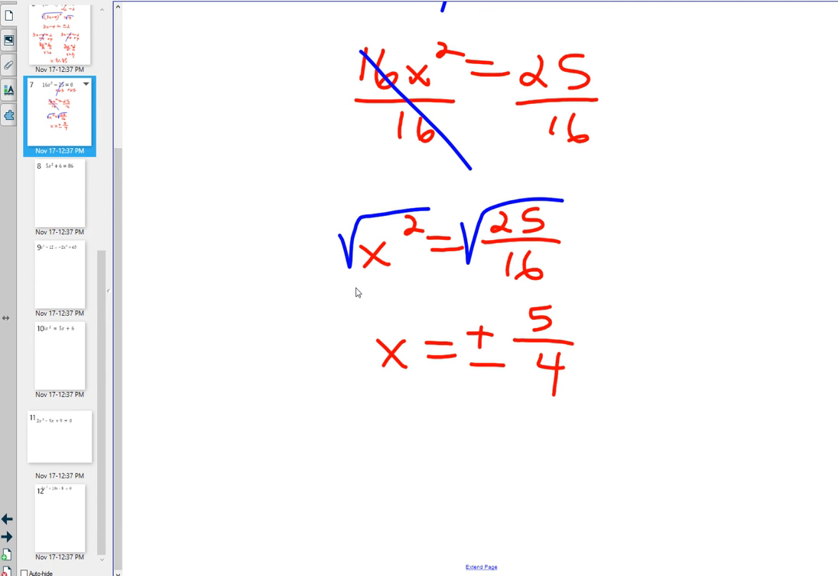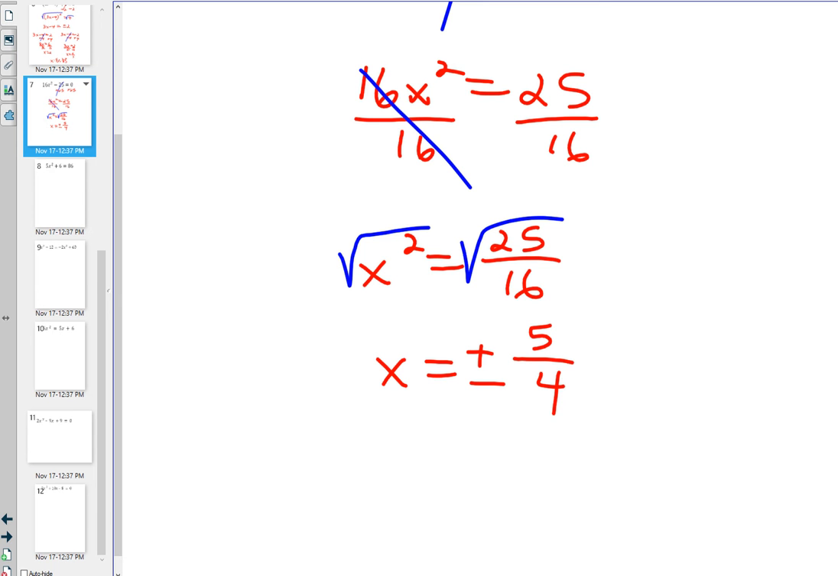How many problems were there on the practice test? 23? Yeah, there were 23 problems on the practice test, and I'm doing 12 of them for you. So I'm doing more than half the test, as long as you're willing to pay attention and write everything down. I would hope that that's a pretty good deal.